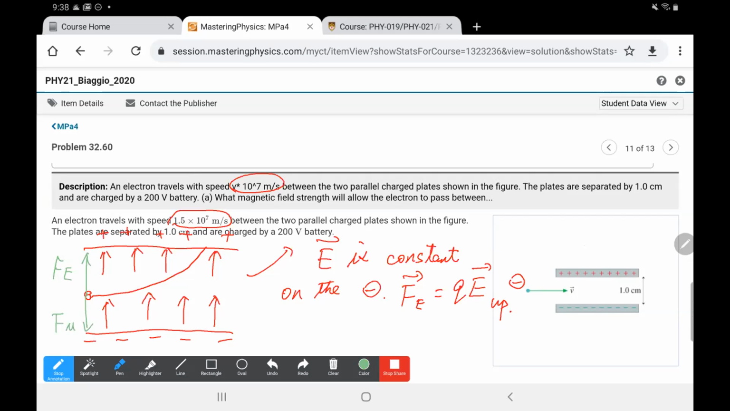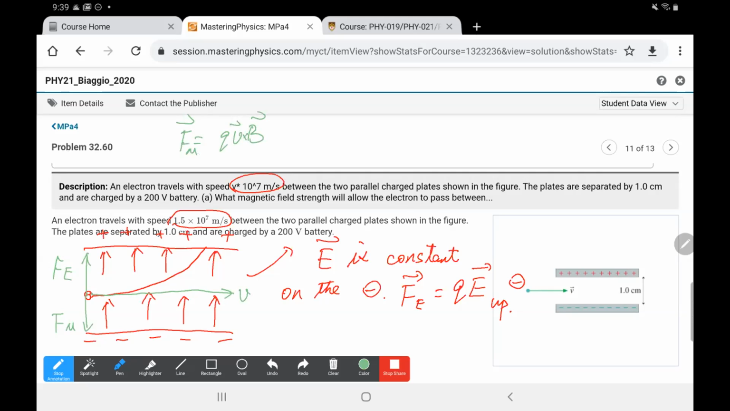Okay. And if the magnetic force goes down and has the same magnitude, then these two forces cancel and the charge will move straight. Okay, this is our objective. So we need to apply a magnetic field to generate a magnetic force going down. According to the magnetic force, we have qvB. Right? This is the magnetic force.